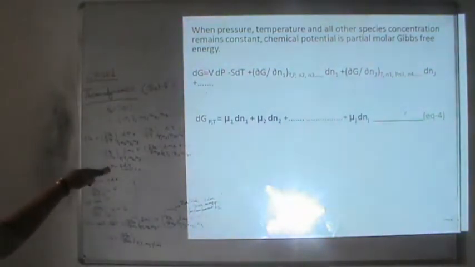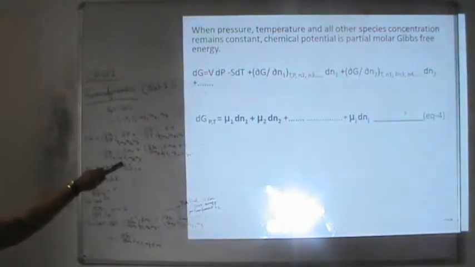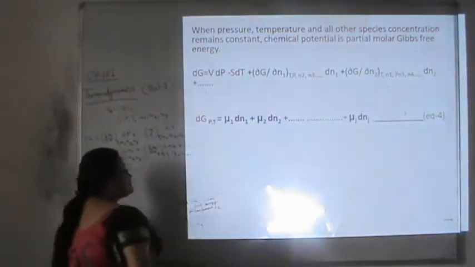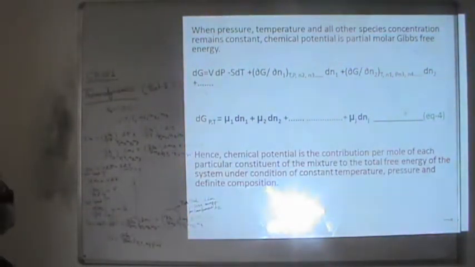So it is partial molar free energy. When pressure, temperature and all other species concentrations remain constant, chemical potential is the partial molar Gibbs free energy. It is written this way: dG equals VdP minus SdT plus ∂G/∂N1 at P, T, N2, N3 dN1 plus ∂G/∂N2 at constant pressure and temperature dN2. So at constant pressure and temperature we can write mu1 dN1 plus mu2 dN2 plus mu j dNj, where the first two terms are zero at constant pressure and temperature. Hence, the chemical potential is the contribution per mole of each particular constituent of the mixture to the total free energy of the system under condition of constant temperature, pressure and definite composition.